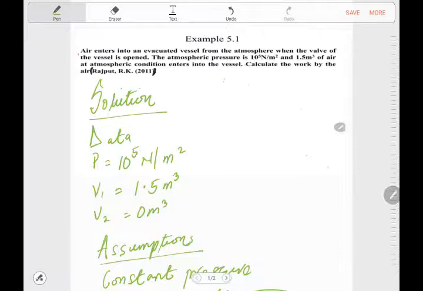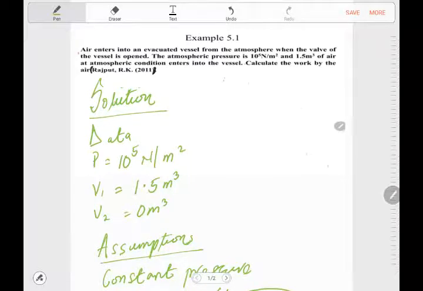So our system is the air. We have to take note of that. And as usual, this is our common practice. We need to extract all the data that we have from the question. So the two prominent data that we can see from this question are pressure, which is 10 raised to power 5 Newton per meter square, and we have the initial volume, which is V1, and that is 1.5 meter cube of air.